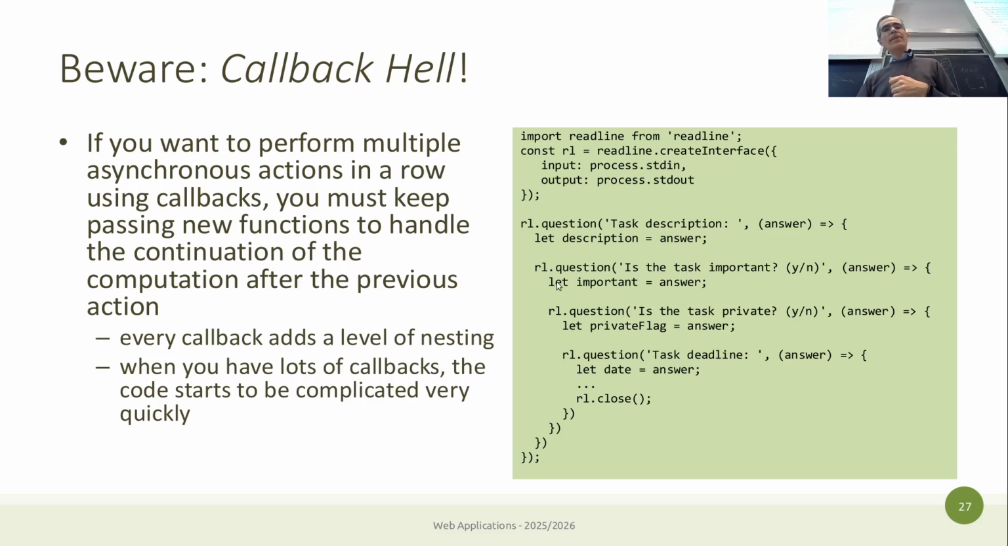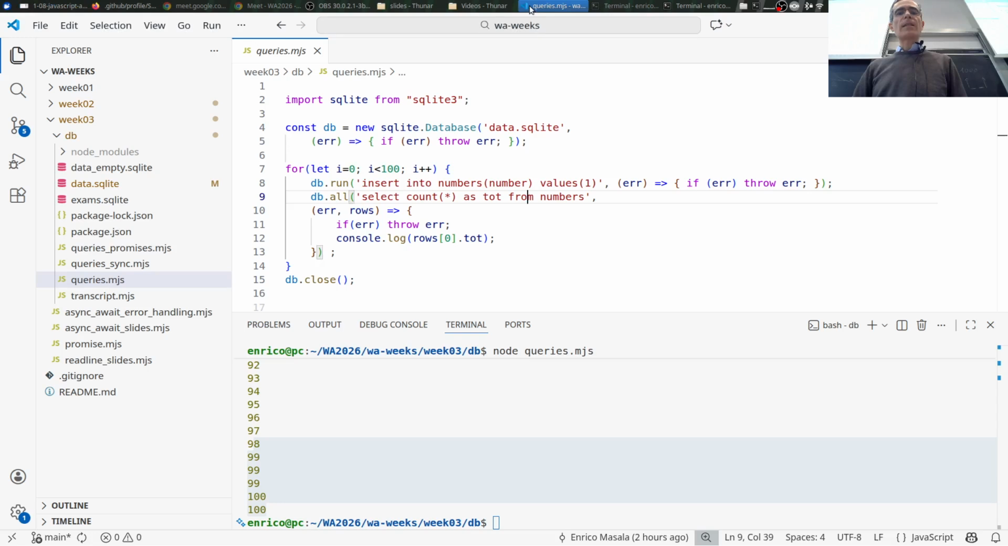But as you see, it's nested because we need to wait for this callback to be called. Okay? So every time you need to wait for an asynchronous operation, you add a nesting level. And when you have a lot of callbacks, of course, the code becomes very complicated, very messy. Okay? Let's just have a look at the example.